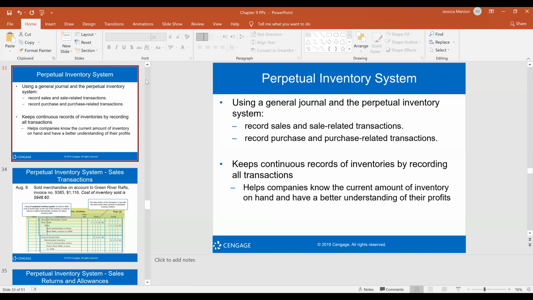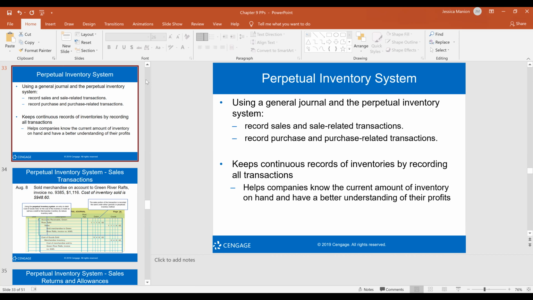With perpetual inventory, the inventory system is being continuously, or perpetually, updated. Every time we purchase inventory, we're debiting merchandise inventory. Every time we sell inventory, we're crediting merchandise inventory. So that inventory system is being updated after every transaction. Using the general journal and the perpetual inventory system, we're going to record sales and sales related transactions, and purchase and purchase related transactions, just like we did in the periodic system.